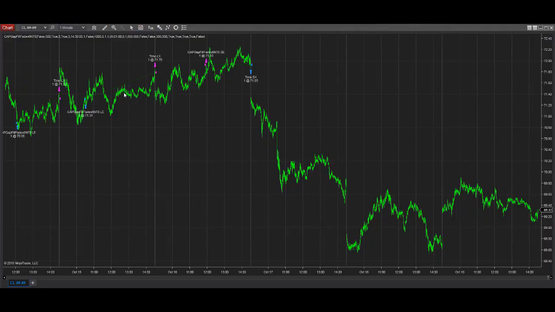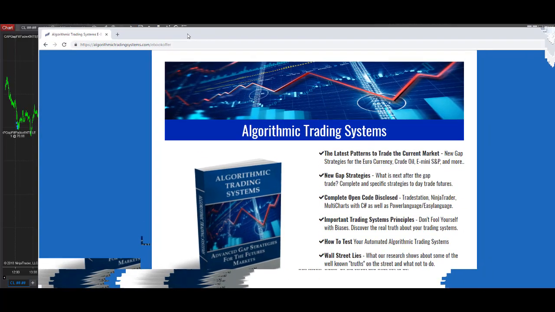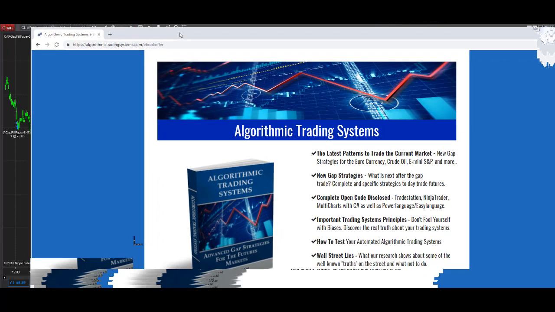One of the best ways to learn how to trade or code an algorithm is to look at an example. In our book, Algorithmic Trading Systems, we show you just how to do that. I have an example here I want to show you for crude oil gap fill in reverse. And I'm going to show you how to code it.